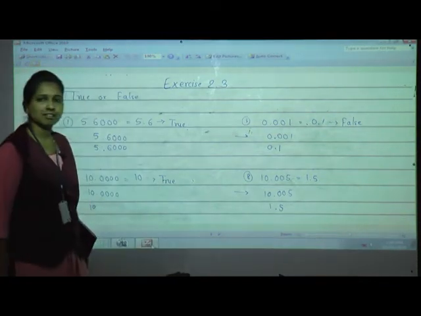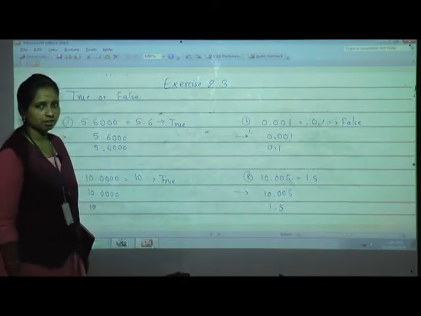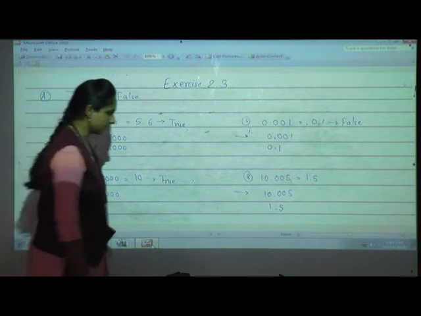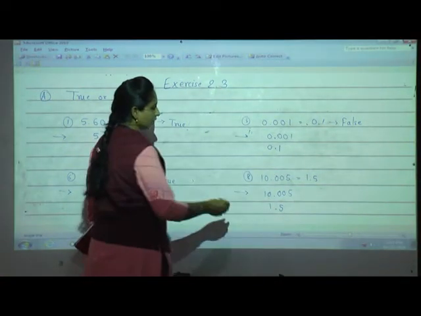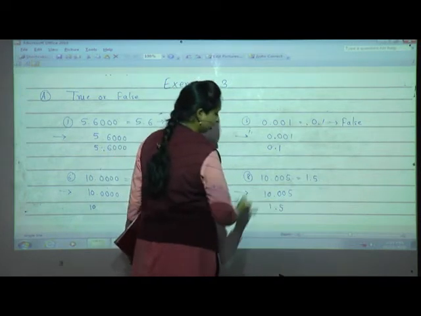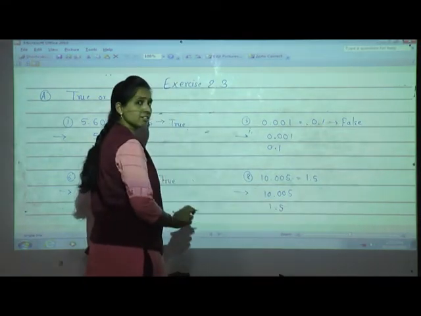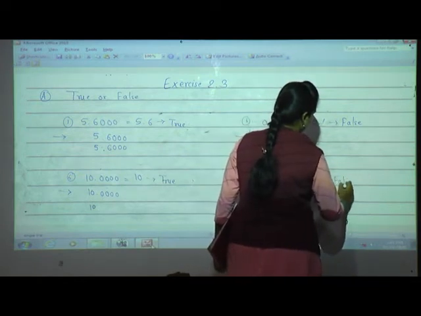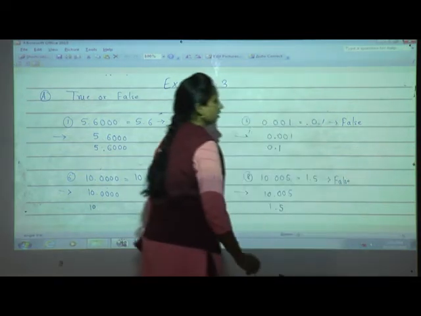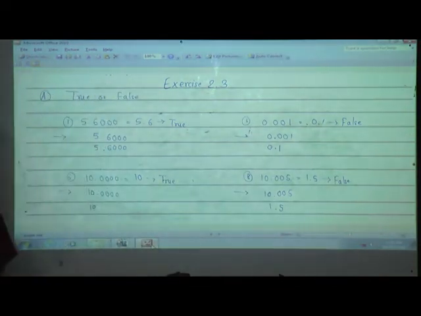See, is it the same number? Is it the same? See, before the decimal 10 is there and here 1 is there, and after the decimal 005 is there and here 5 is there. So this is not true. So you have to write here false. They are not equivalent decimals. Clear till here? Yes? Clear?